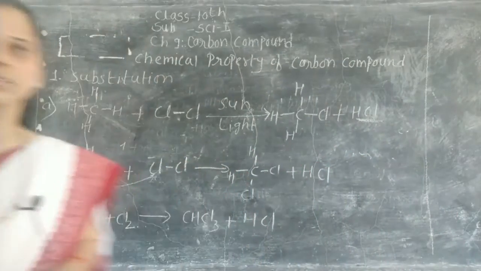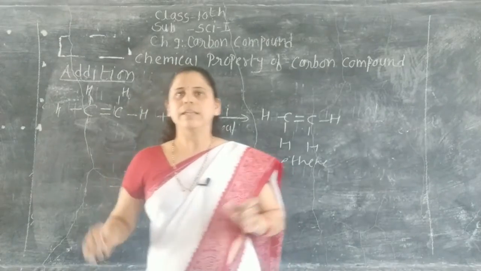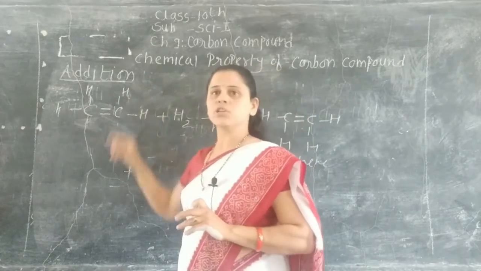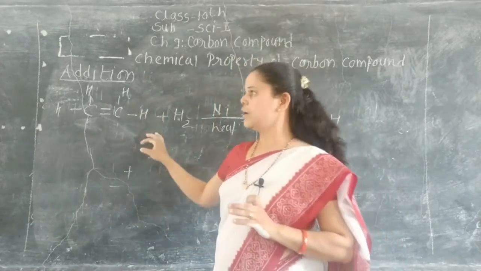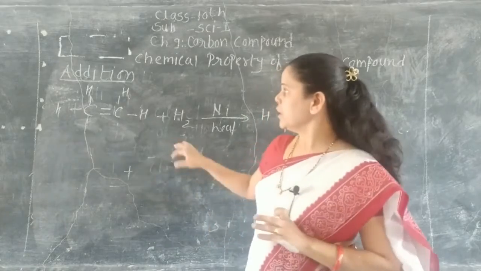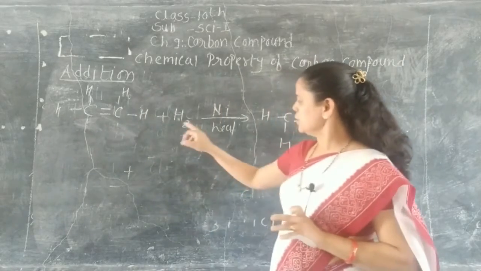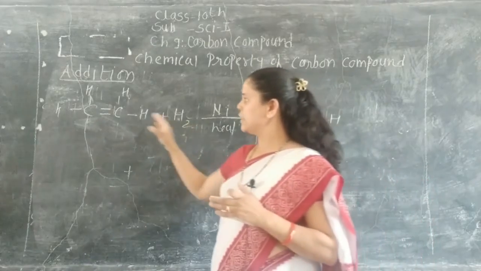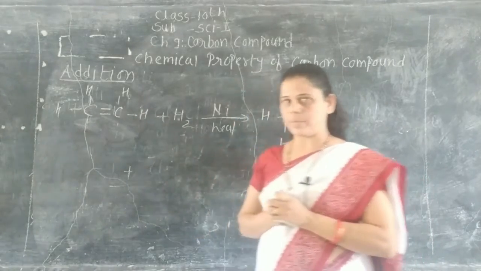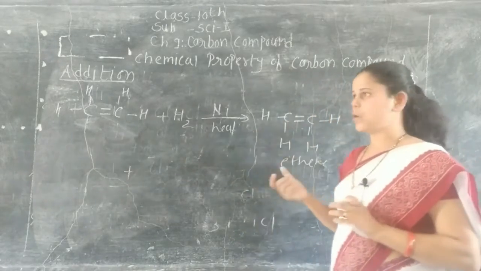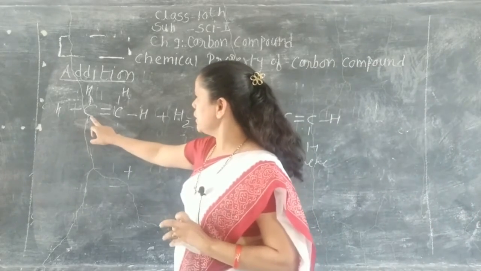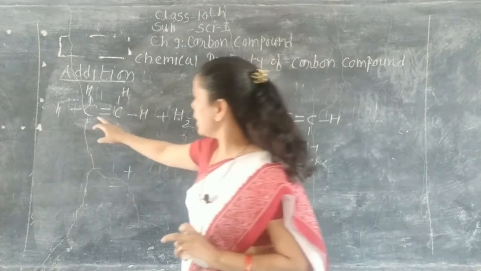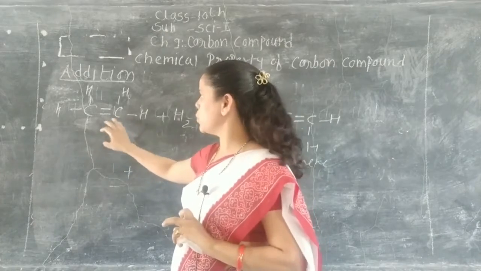The next reaction, the next equation, is the addition reaction. This equation takes place for unsaturated hydrocarbons. When a carbon compound reacts with another atom, then the other atom is added to the hydrocarbon and forms a different compound. Here is one example, C double bond C, that means this is an unsaturated hydrocarbon, and the name of this compound is ethene.